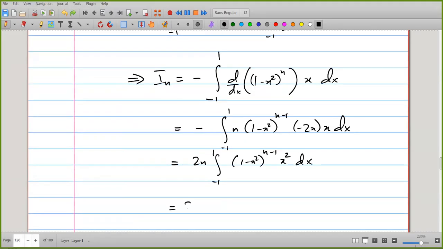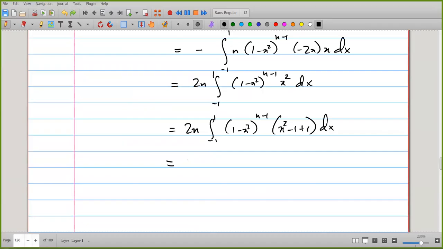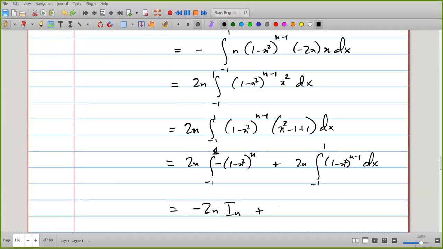But now I write this as 2n times the integral from minus 1 to 1 of (1 minus x squared) to the n minus 1 into (x squared minus 1 plus 1) dx. And this is equal to minus 2n times the integral of (1 minus x squared) to the power n, plus 2n times the integral from minus 1 to 1 of (1 minus x squared) to the n minus 1 dx. So this is equal to minus 2n times I_n plus 2n times I_{n minus 1}. Okay, I hope this is clear now, Piyush.